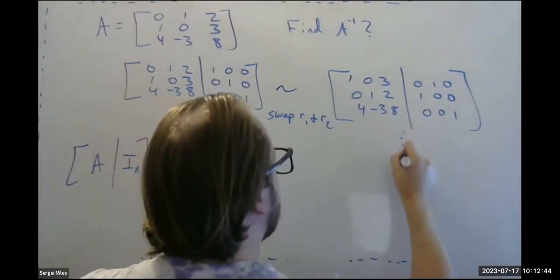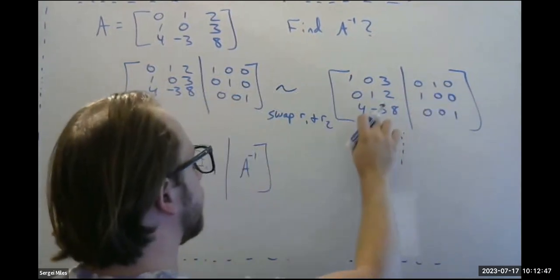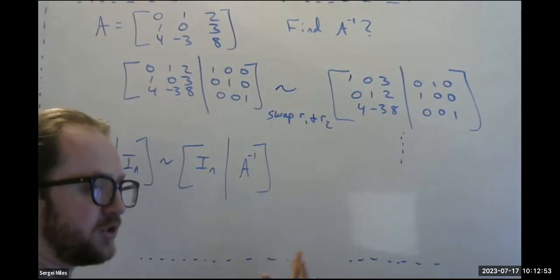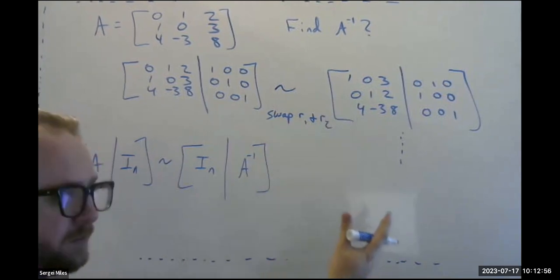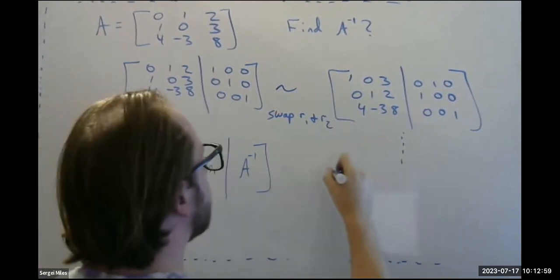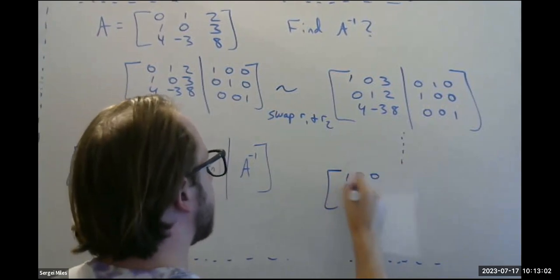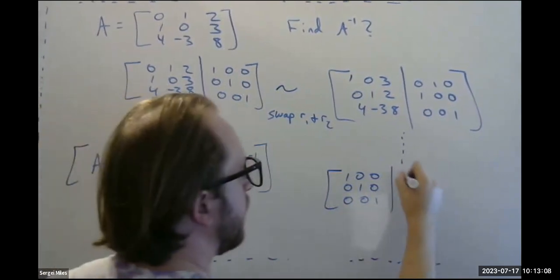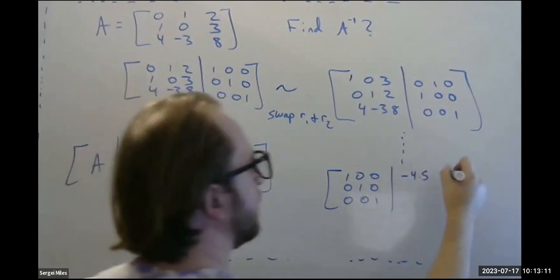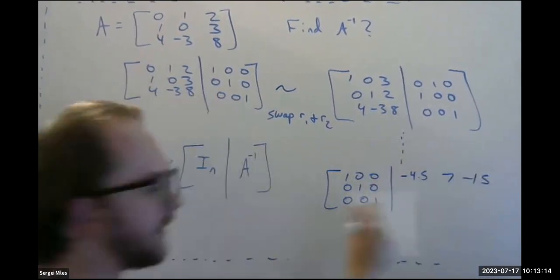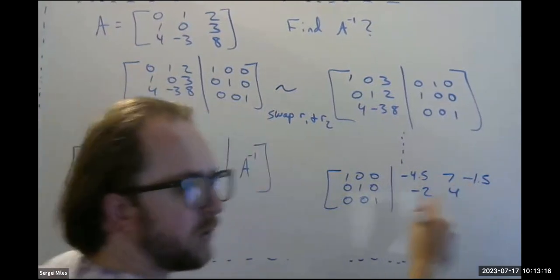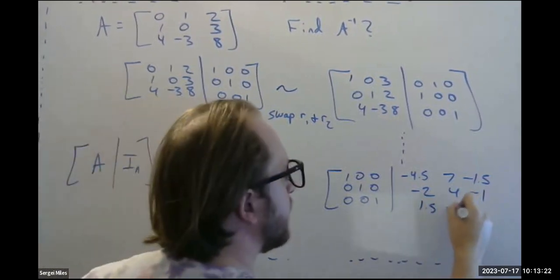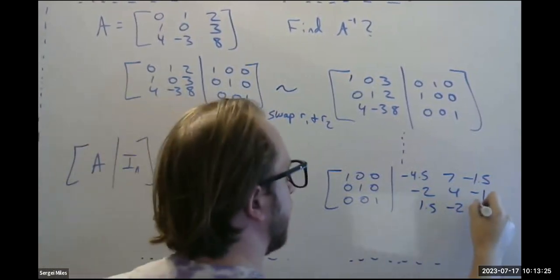If you continue doing the row reduction to turn the left into the identity, I'm going to skip over some steps. If you look in Canvas in the section 2.2 lecture notes, I show all of these steps, step by step, so you can look at it. If you continue row reducing, eventually on the left you get the identity, and on the right side we're going to have negative 4.5, 7, negative 1.5, negative 2, 4, negative 1, 1.5, negative 2, 0.5.